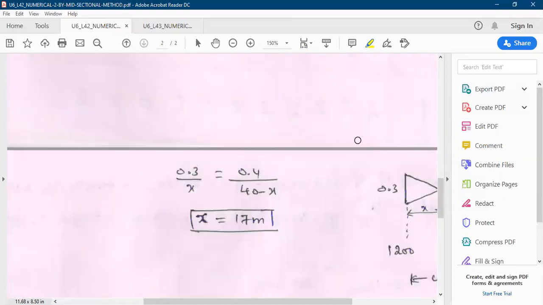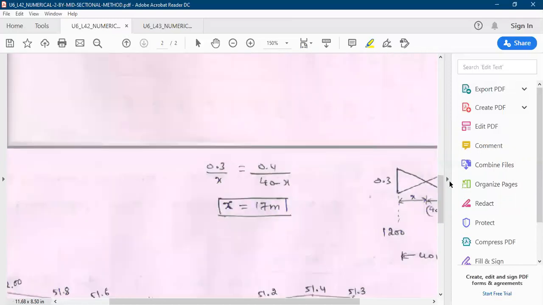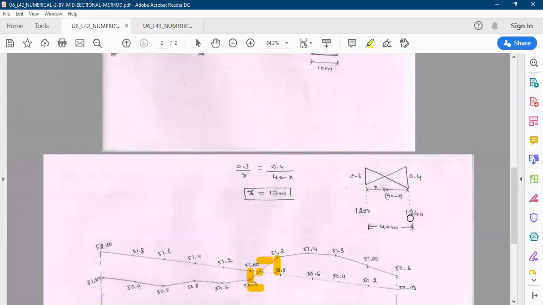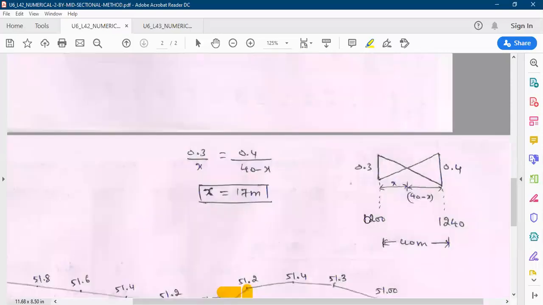With this, using these similar triangles, at 1200 chainage distance, we have the depth as 0.3. At 1240, we have the depth as 0.4. This is the difference of RL of formation minus RL of ground points, right? So at this point, the depth D will become 0, right?